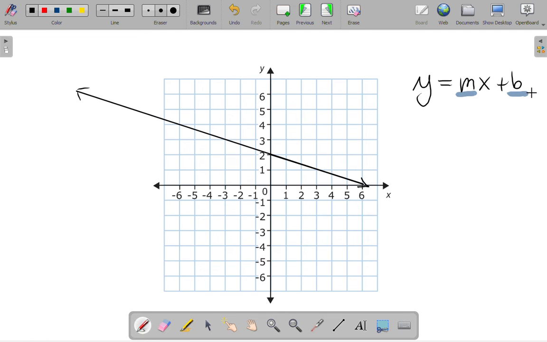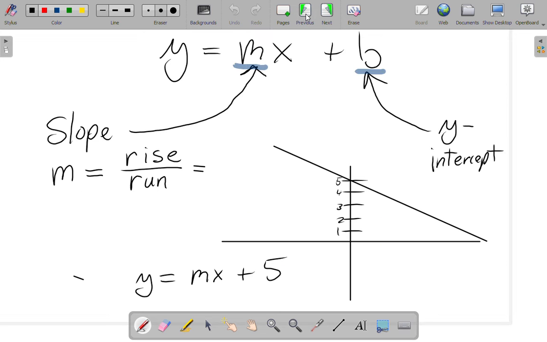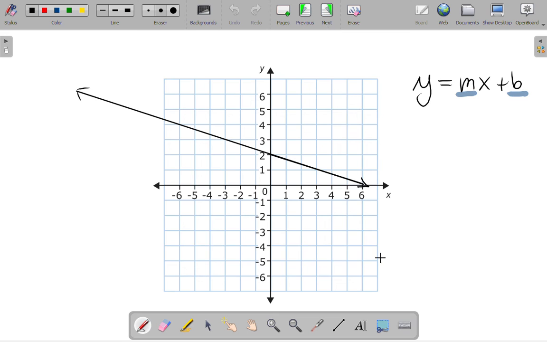Well, my b, what is the b called? Y-intercept. So look at this drawing here and think, okay, where does this cross the y-axis? 2. There we go. Half the battle all done. Plus 2. It crosses the y-axis at 2.